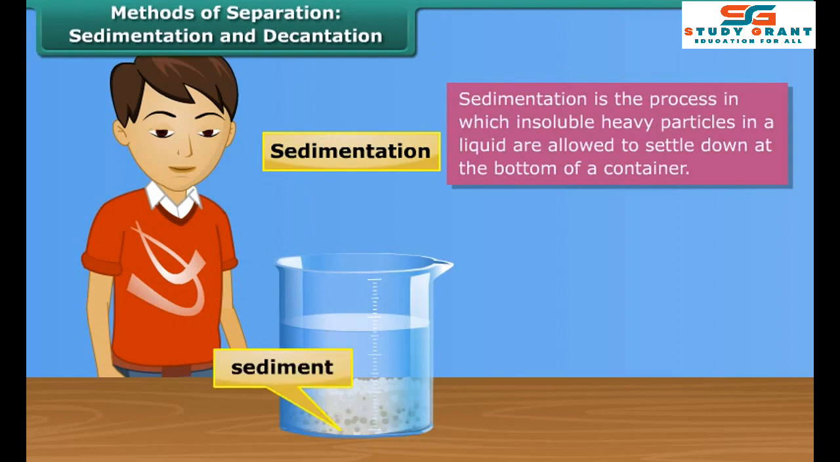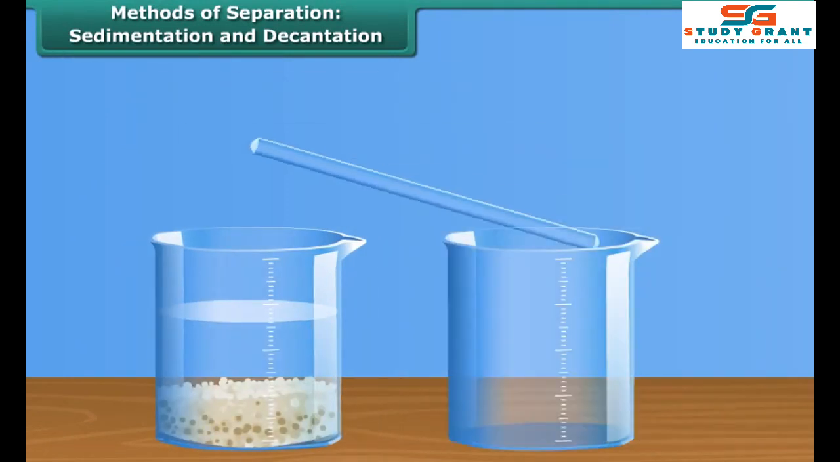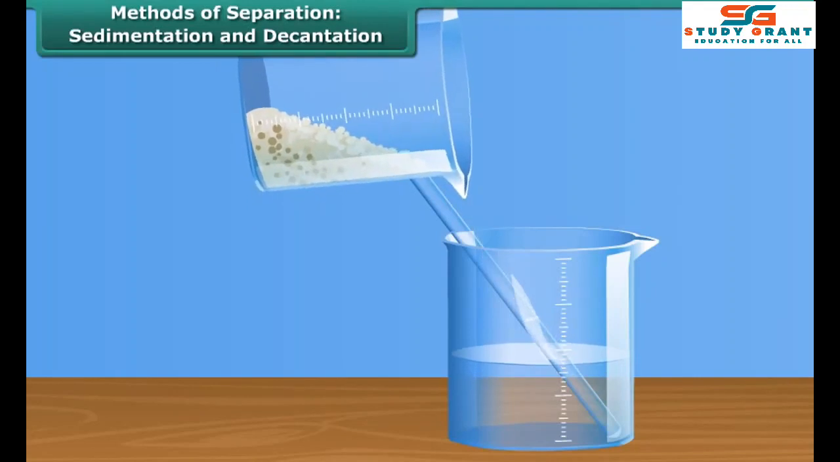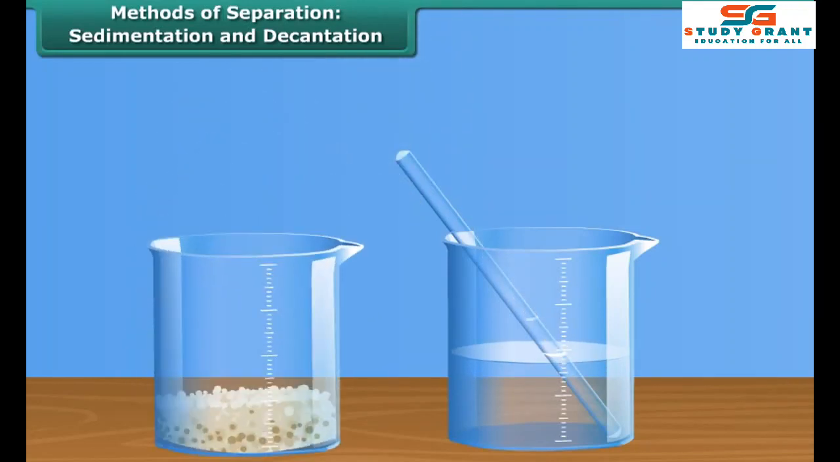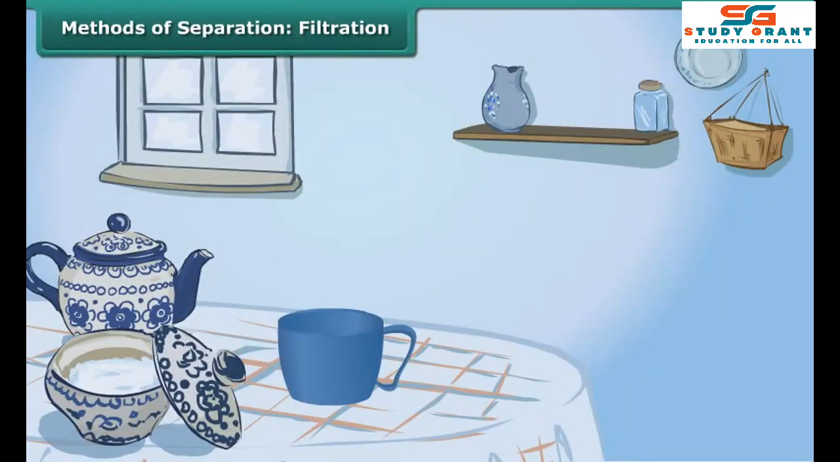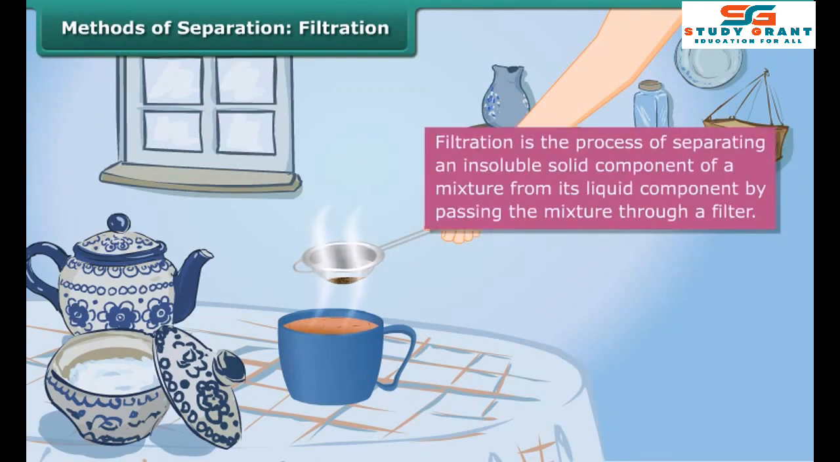Mud, being heavy, had settled down at the bottom of the beaker, while the water formed the upper layer. This process of deposition of mud at the bottom of the beaker is called sedimentation, and the layer of mud is called the sediment. Jack separated the upper layer of water from the mixture by gently pouring the clear water into another beaker without disturbing the sediment. This process of separation of a liquid from the sediment is called decantation.